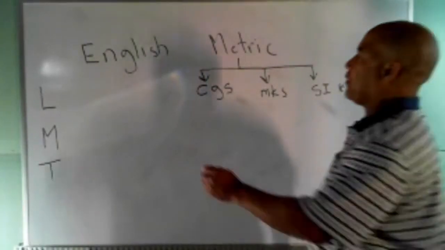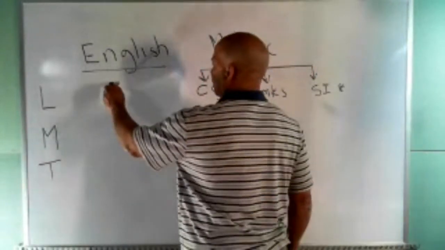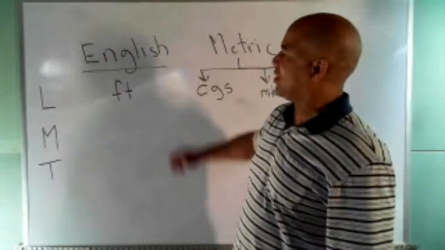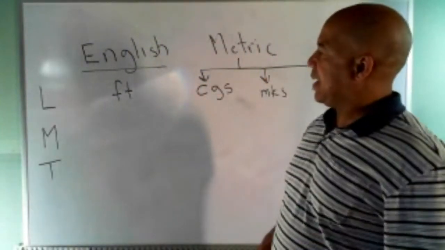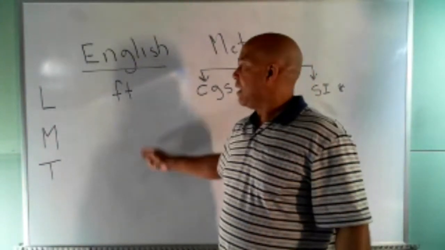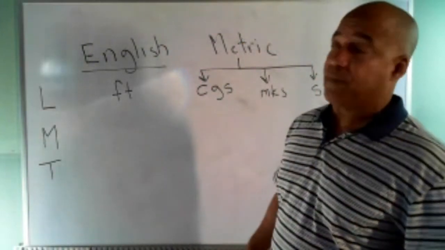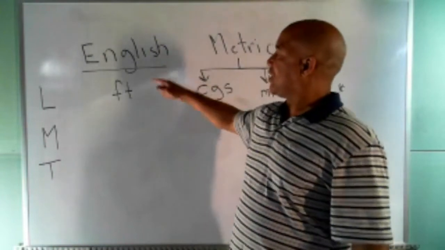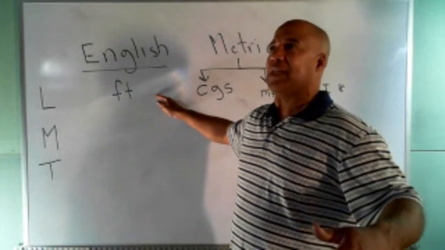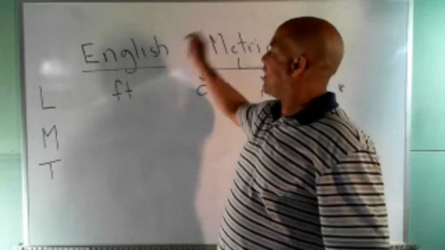So for the English system, the standard unit of length is the foot. Now, I looked online a couple months ago, and some websites said the yard, and some said the foot. I don't think anybody said the inch. It was either the yard or the foot. I was always taught the foot, so that's what I'm going with. So in the English system, the standard unit of length is the foot. There are other units like the mile and I think a hectare unit, but the standard unit is the foot.